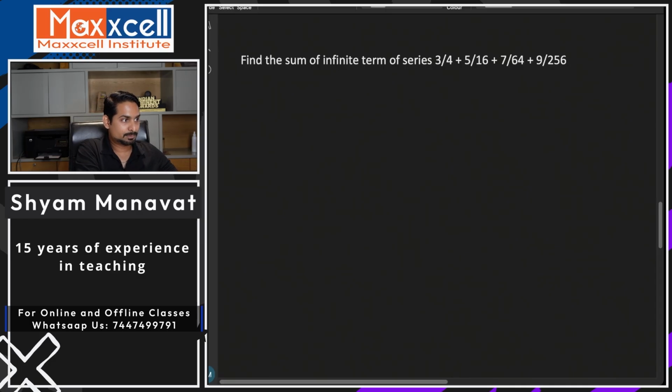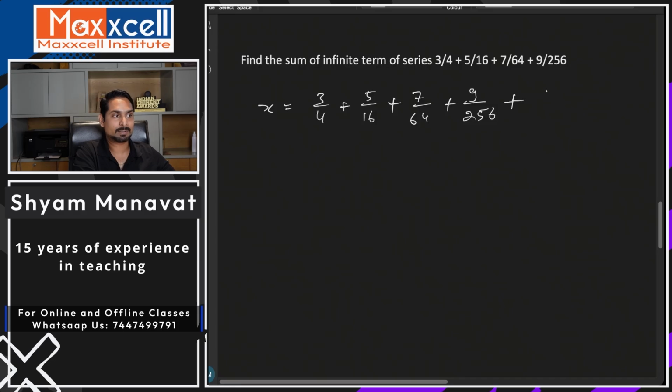Let's see how we solve. We consider the series as x. So we got x is equal to 3 upon 4 plus 5 upon 16 plus 7 upon 64 plus 9 upon 256. Now by looking at the series, can you tell me the next term of the series? 3, 5, 7, 9. So next should be 11 as the numerator, and the denominator 4, 16.